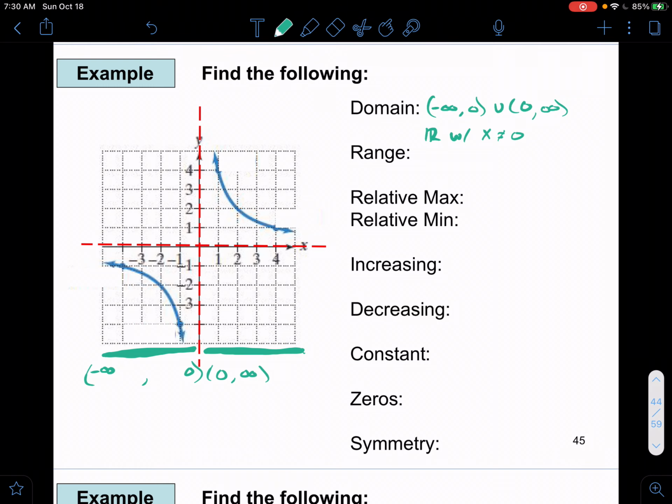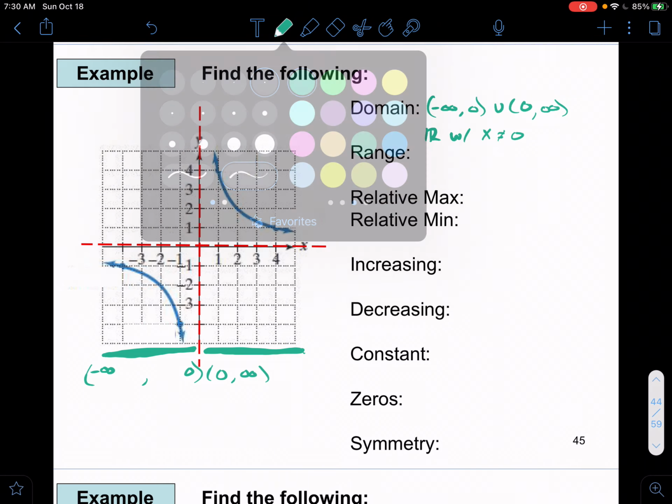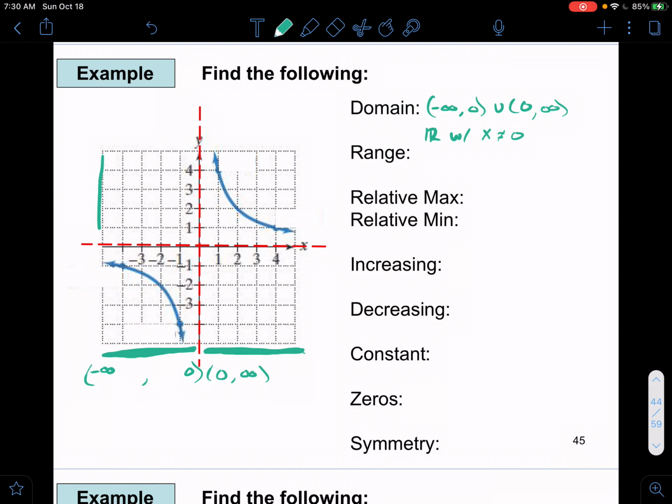Looking at the range is going to be very similar to that. So when everything gets pushed over to the side here, again, we will have an open spot that's going to happen at 0 there, just like we did on the other side. So we could say this again. This is going to be all real numbers with y not equal to 0. This time we say y because range is obviously your y values.